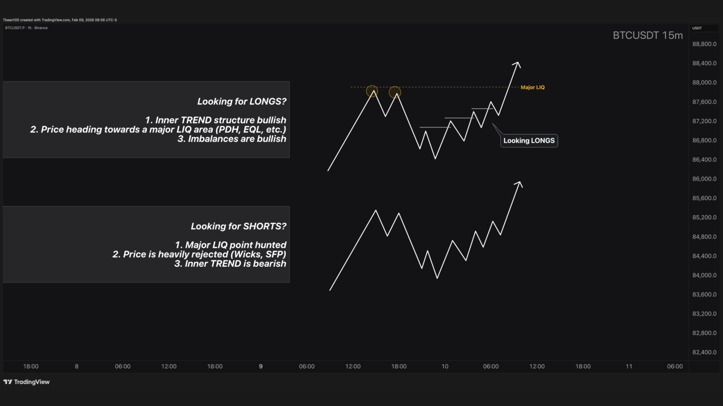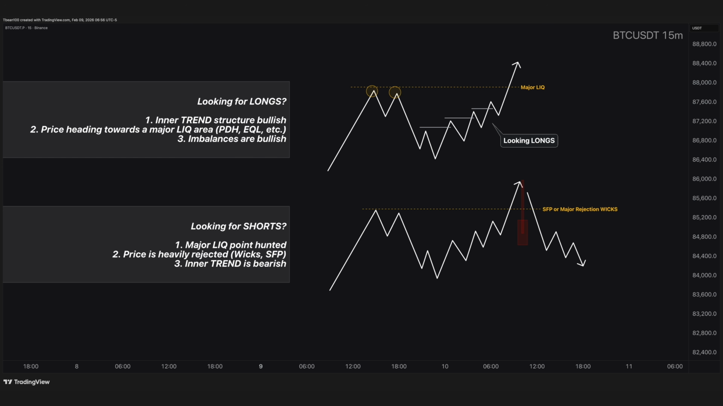Now, what about looking for the shorts instead? Okay, let's say price has reached a major level and that area is now being respected. Then you need to ask this: is the price getting heavily rejected at that level with large wicks or even swing failure patterns forming? But even that alone is not enough to jump into a short trade yet, because the trend could continue pushing higher and higher for a long time and we just do not know that yet.